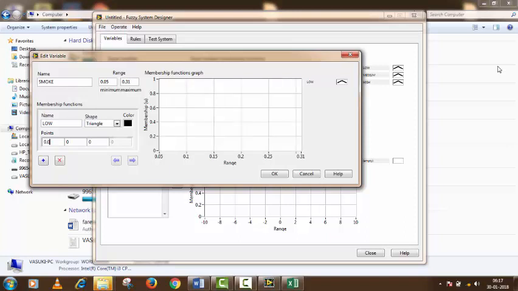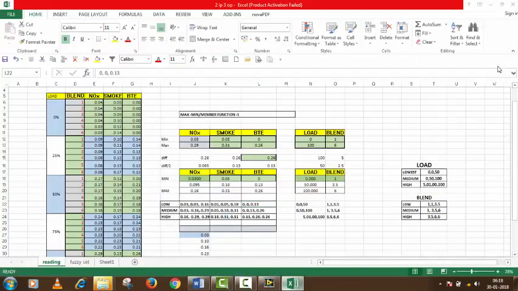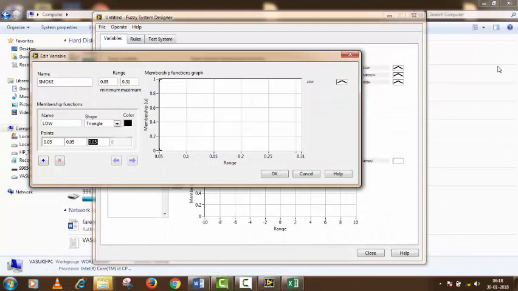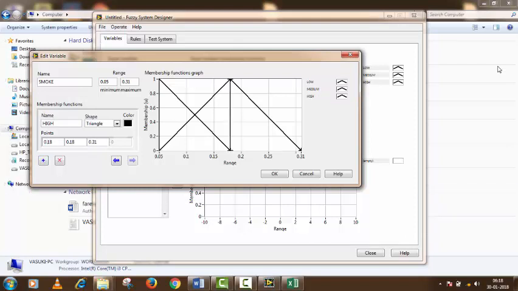Next 0.05. 0.05. Next, what's the range? It is 0.18. Median. Some problem is there. You can check it once again. So 0.05, 0.05, 0.18 is okay.